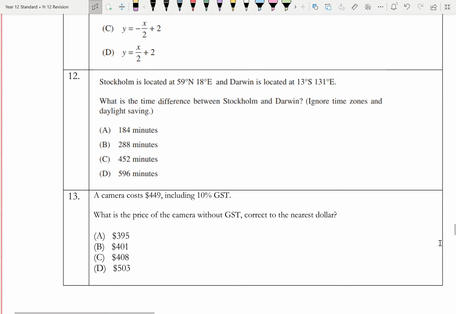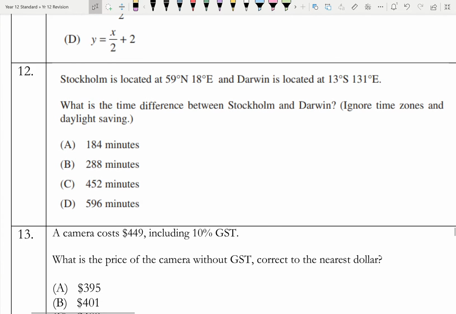Okay, so question 12, we've got Stockholm, which is located 59 degrees north and 18 degrees east, and Darwin, which is located 13 degrees south, 131 degrees east. We are asked to find the time difference between Stockholm and Darwin. There's a note at the end saying to ignore time zones and daylight savings. Basically, just don't overthink it. If you know how to find time difference, you're good.